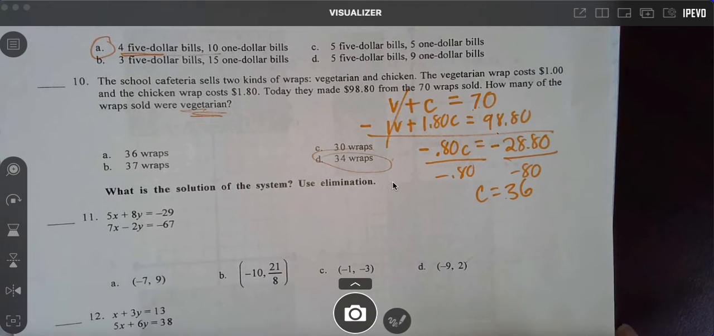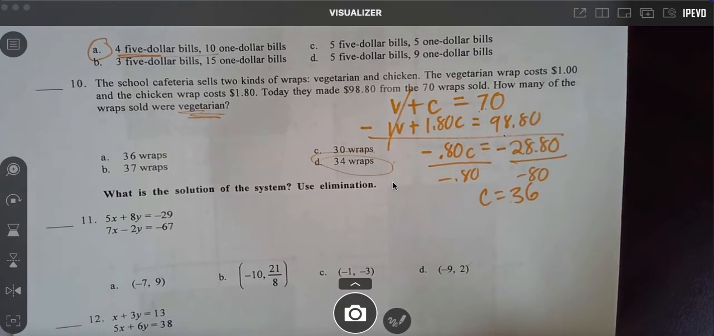Y'all are taking my advantages away from me. What is wrong over there? They're taking all my advantages of math away from me.